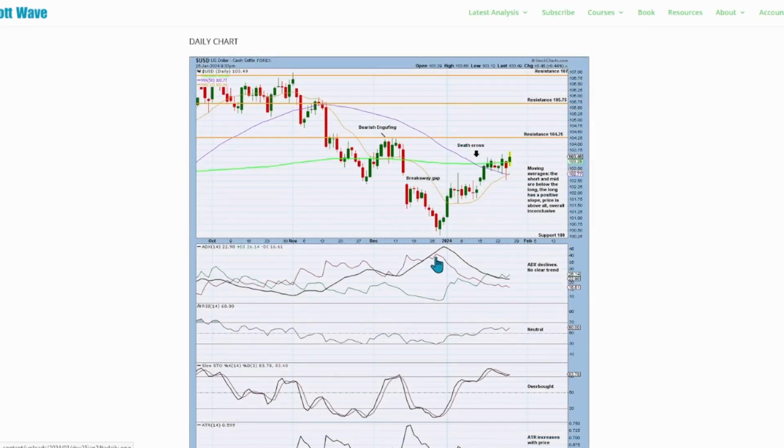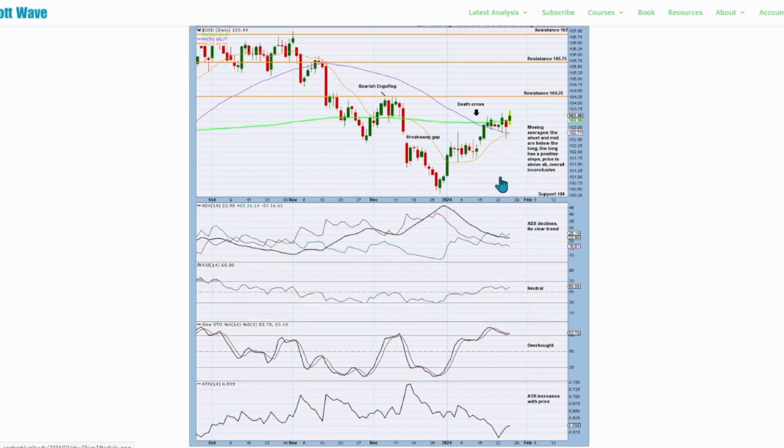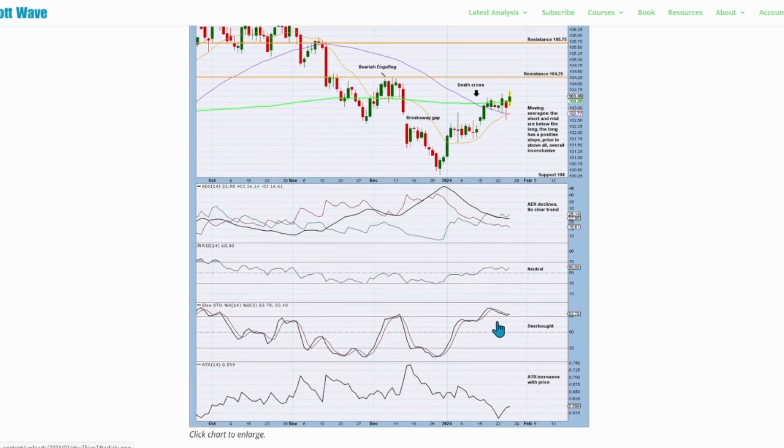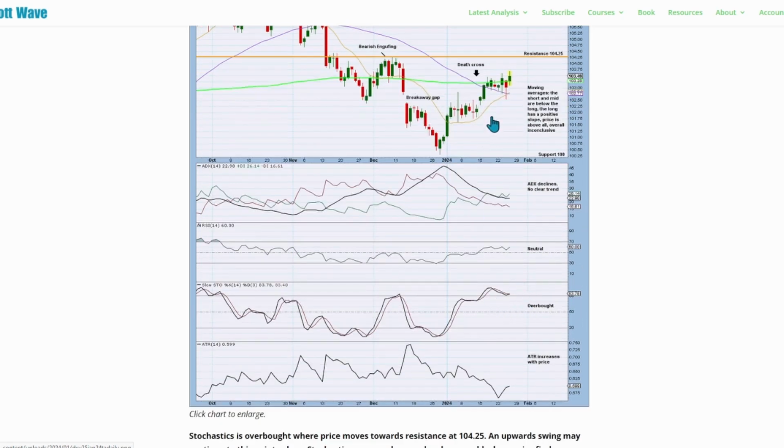And on the technical daily chart, we can see more detail for this new upwards movement. We can see a death cross here where the 50-day moving average moves below the 200-day moving average, giving a strong bearish signal. Price has continued up since then towards resistance at 104.25. ADX now declines, showing no clear trend, with RSI neutral and stochastics overbought. As stochastics is oversold where price nears resistance at 104.25, this time frame expects the upward swing may continue towards this point.